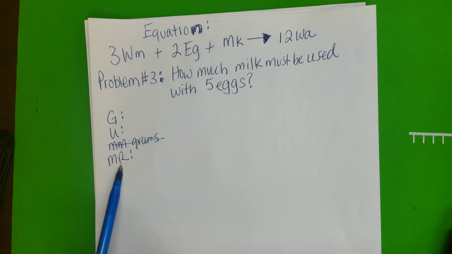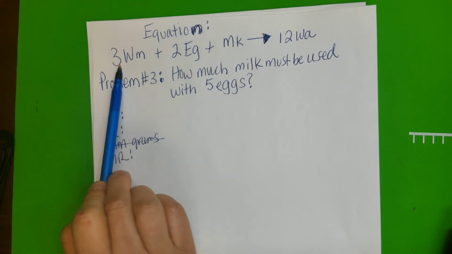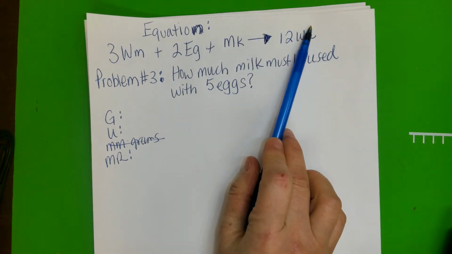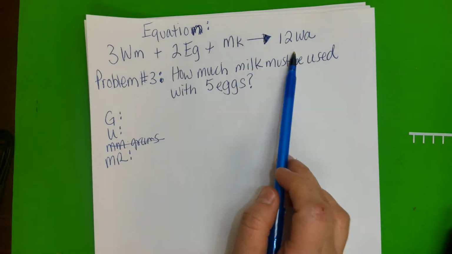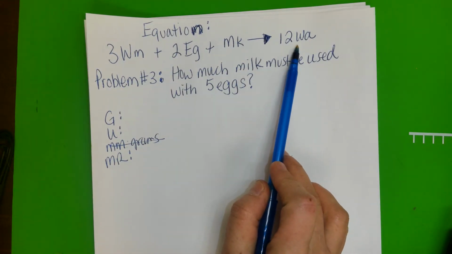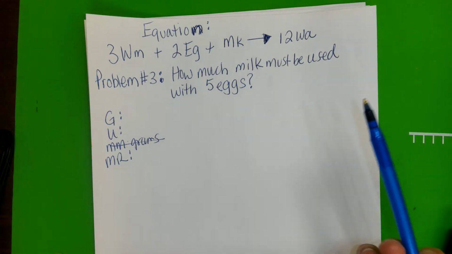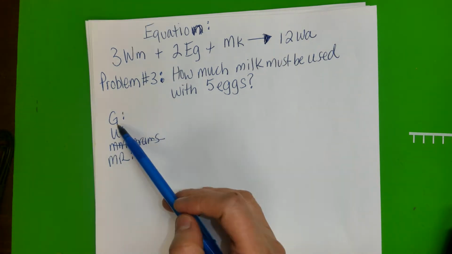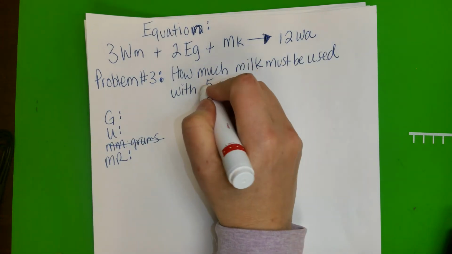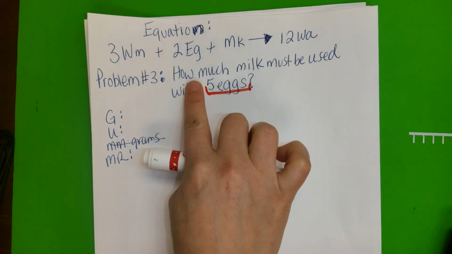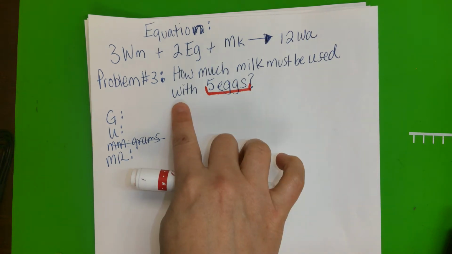A mole ratio, bottom line, is just that you're trying to go from one equation to another one. Because you're trying to figure out if you add this much in here, how much will come out in here. So that's how much it's yielding. Okay, so let's get started with the given. The given is 5 eggs. So here, problem number 3: how much milk must be used with 5 eggs?